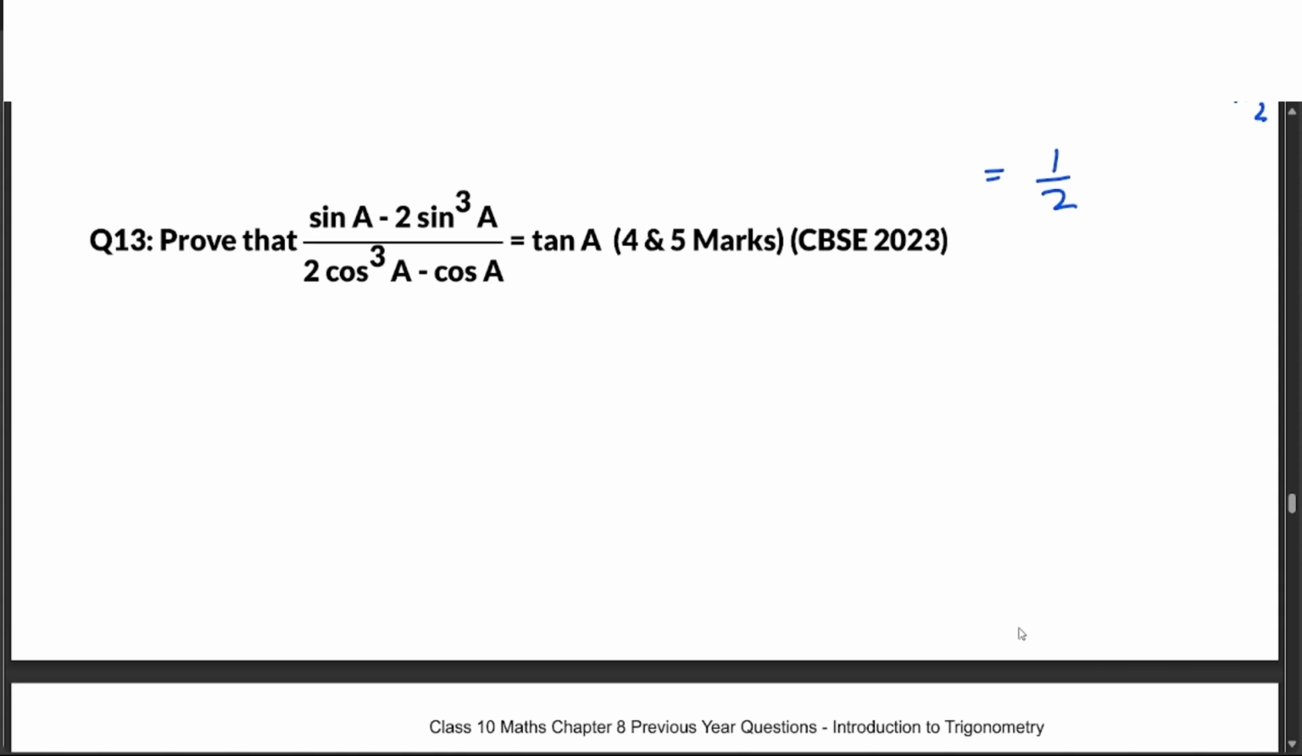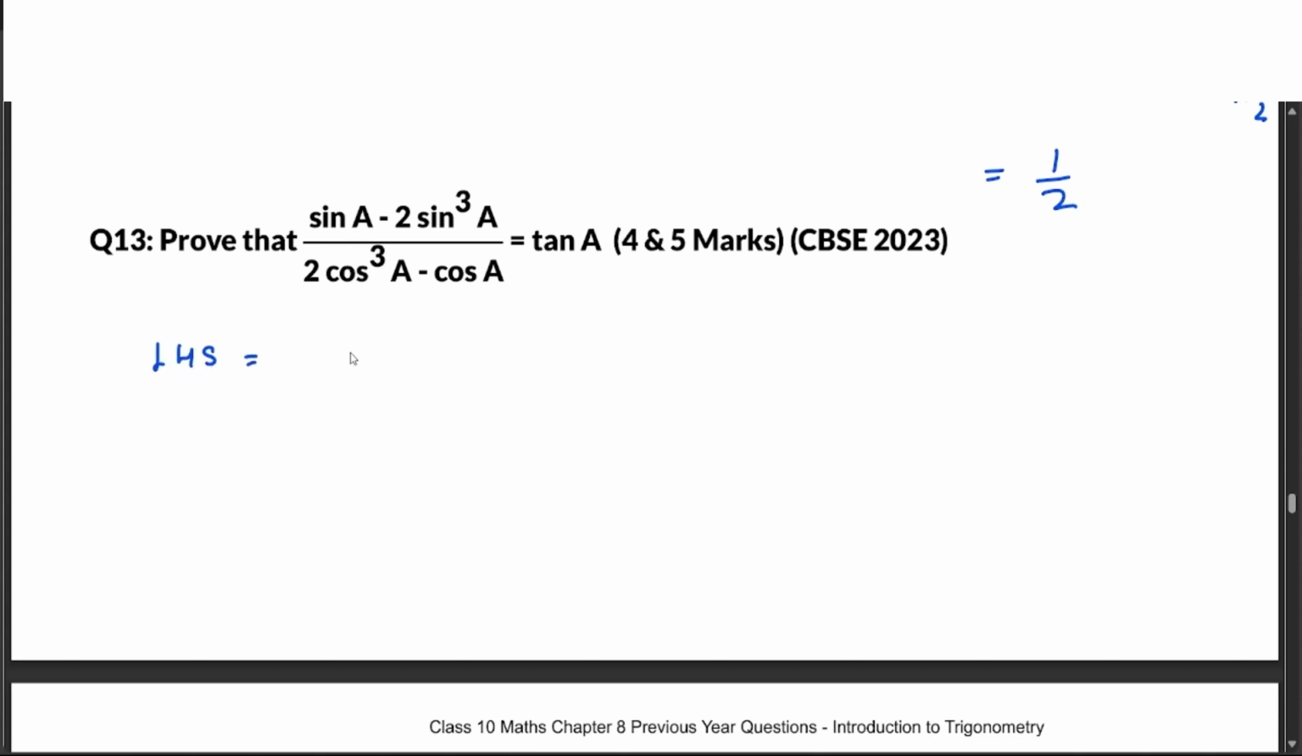So first see what the question is saying. It is saying (sine A minus 2 sine cube A) over (2 cos cube A minus cos A) is equal to tan A. So this question has been asked in two different sets. In one set it has 4 marks and in one set it has 5 marks. So very easy. First we will write all the information.